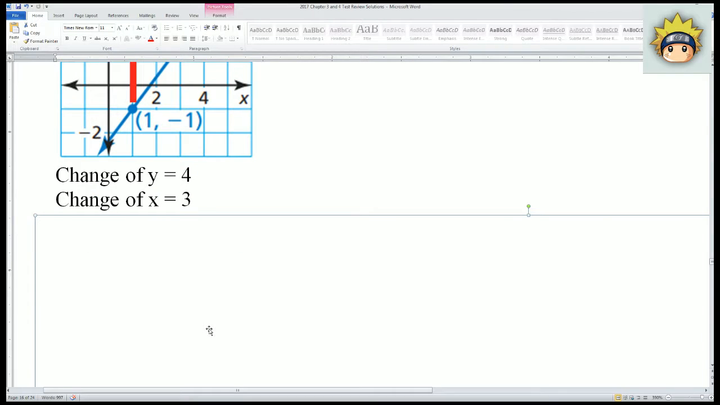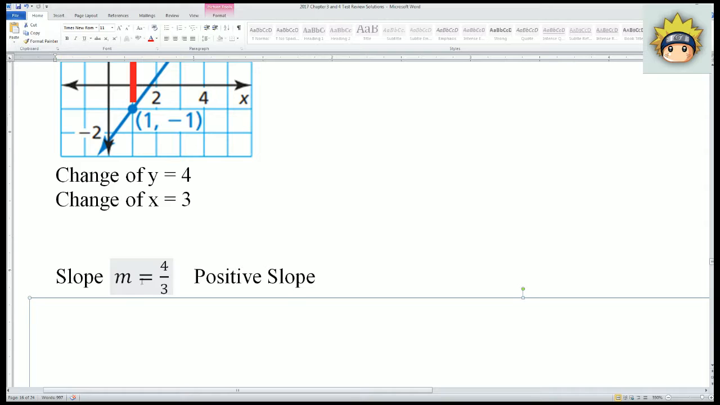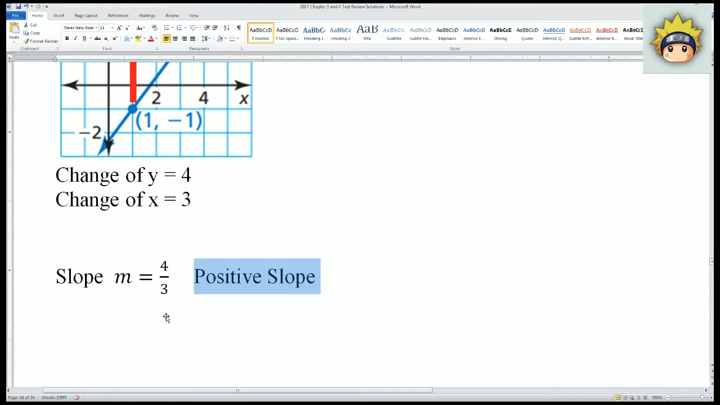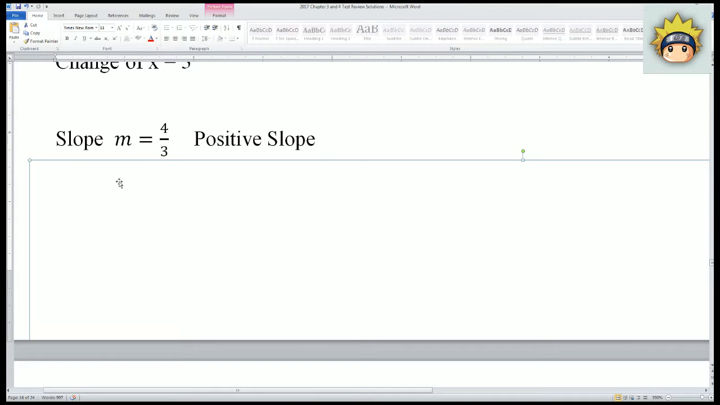The slope formula is change of y over the change of x. That is why the slope m is equal to 4 over 3, which indicates this is a positive number, so we call this a positive slope. We can check by looking at our points. From left to right, the slope goes up. That is why we call it a positive slope.